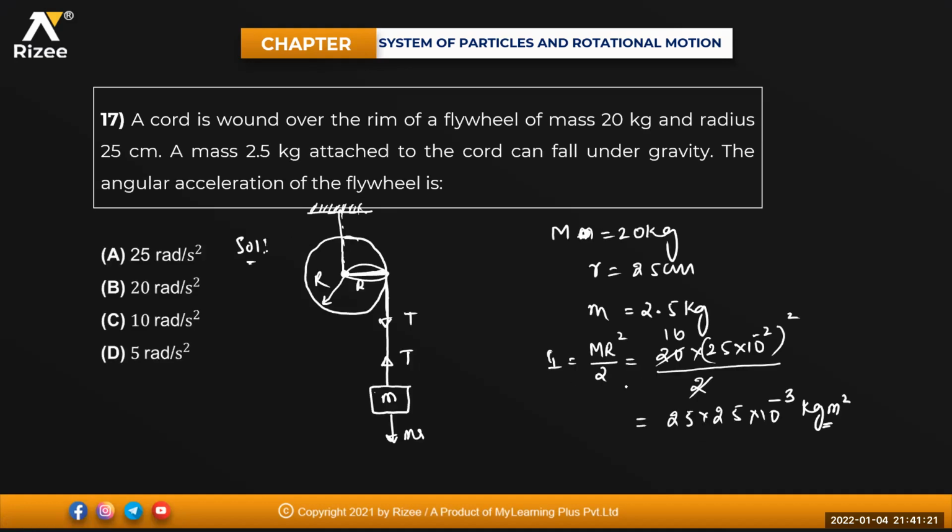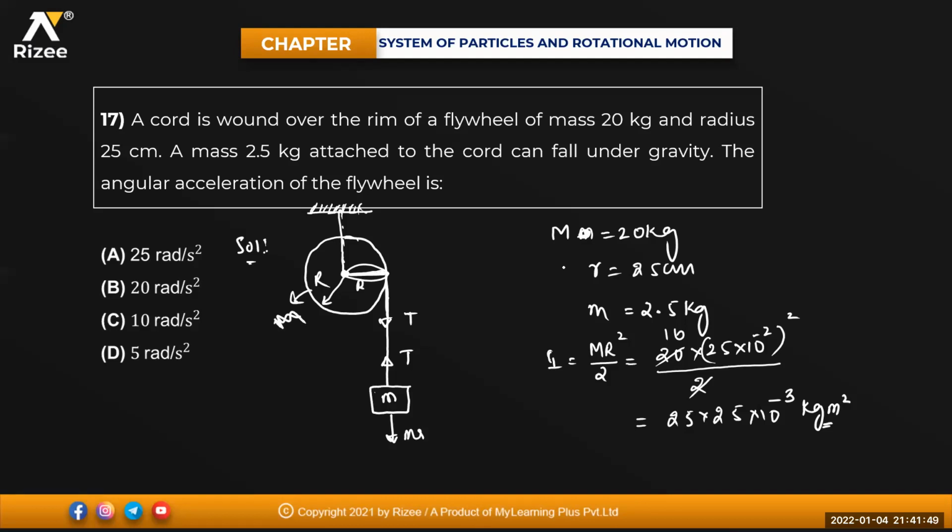Check it once again, beta. A cord is wound over the rim of a flywheel of mass 20 kg and the radius is 25 centimeter. A mass of 2.5 kg is attached to the cord and can fall under gravity. The angular acceleration of the flywheel is how much? So the mass of this one is given in the problem, capital M.